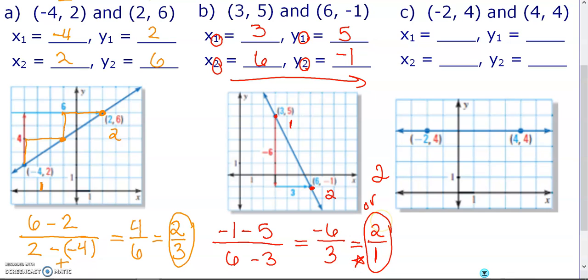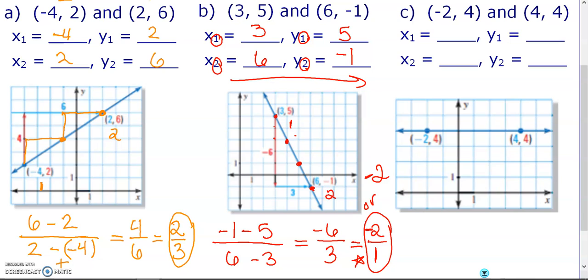This way you can see, and it should be negative. My apologies, I lost my negative sign. Definitely put that in there. You can see here that we're going to drop down 2 spaces and run to the right 1 space. Drop down 2 and head over 1. Down 2 and head over 1. If we keep doing that, we keep hitting the line. That's our slope.